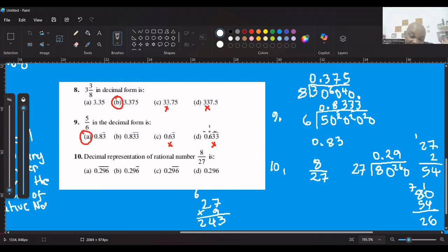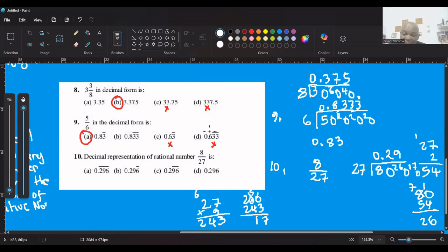260 minus 243. Oh, the written method is interesting when the numbers are complicated. So now you have a 5 here, carry. So 7. 5 times 4 is 1. So 260 minus 243 is 17. So you see here, we have a 17 and then put a 0. So now we are talking about how many times does 27 go into 170? We can do that.